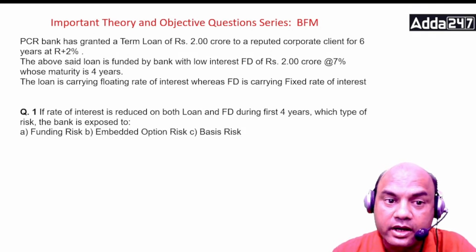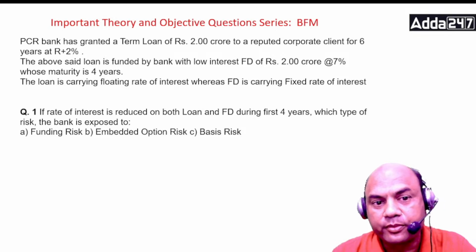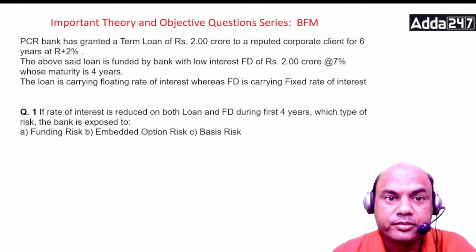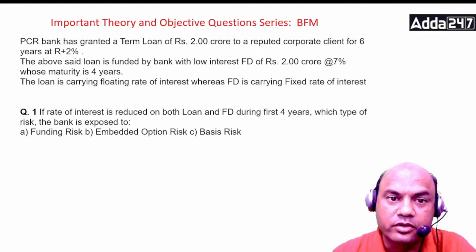So it's a floating rate. It is based on repo. So if repo is up, the rate will go up. If repo goes down, the rate will go down. So repo plus 2 is known as the spread.